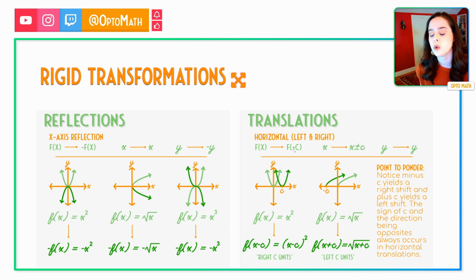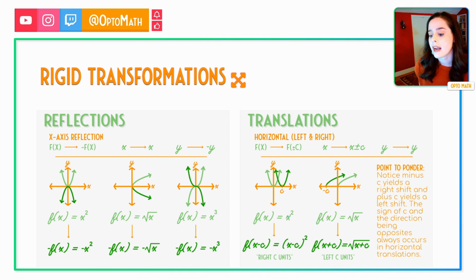f(x) goes to f(x plus or minus c). So you're adding or subtracting inside your parentheses for a horizontal translation. That's going to be left and right. So we'll discuss in a moment which one's left and which one's right for your add or subtract. Since you're doing horizontal, your x-axis is the horizontal axis, so it's only affecting your x values. Your y values just stay the same.